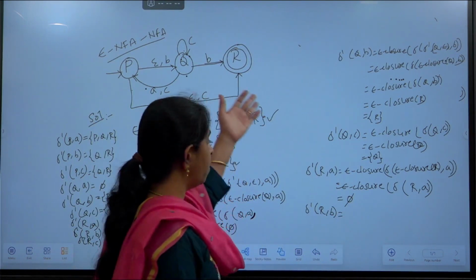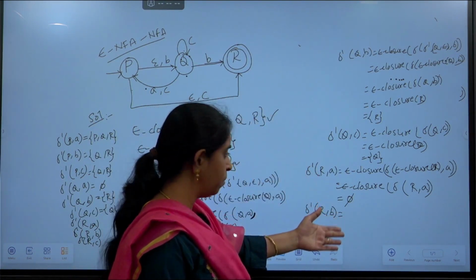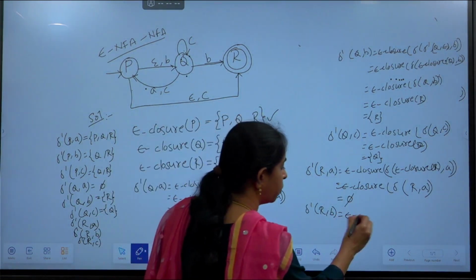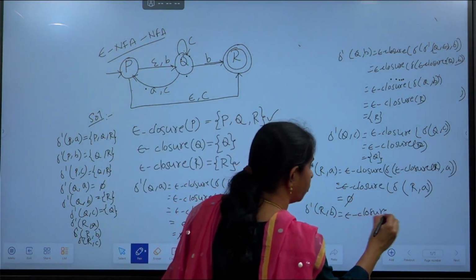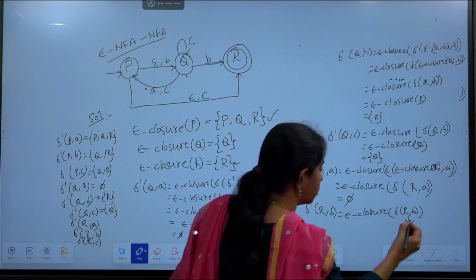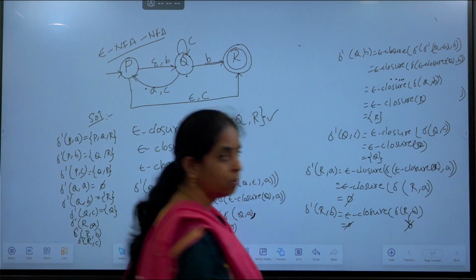From R we don't have any transition. Again we will get the same epsilon closure of delta of R comma B, that means delta of R comma B. Again it is phi. So that means we will get the result as phi itself.